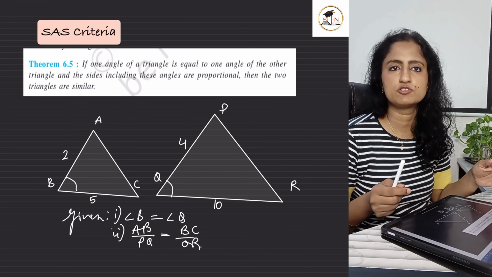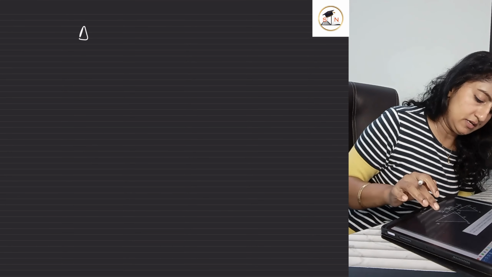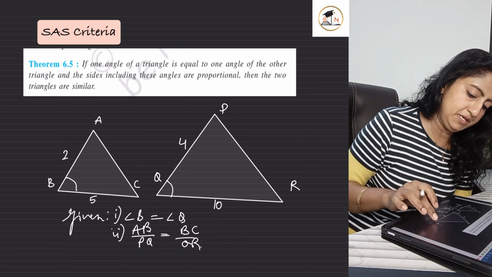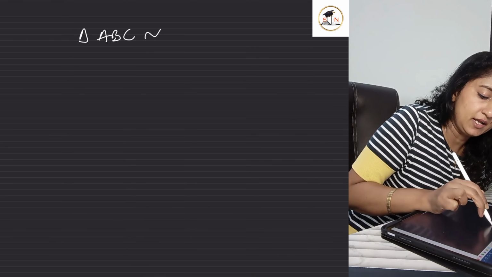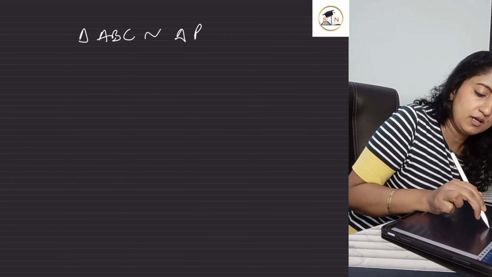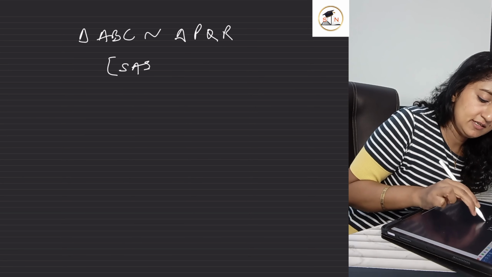डू नॉट गेट कंफ्यूज प्लीज। ओके, सो वी आर गोइंग टू राइट अबाउट इट. दैट मीन्स ट्रायंगल क्या नाम था? ए बी सी एंड पी क्यू आर. सो वी हैव ए बी सी सिमिलर टू ट्रायंगल पी क्यू आर बाय SAS similarity.